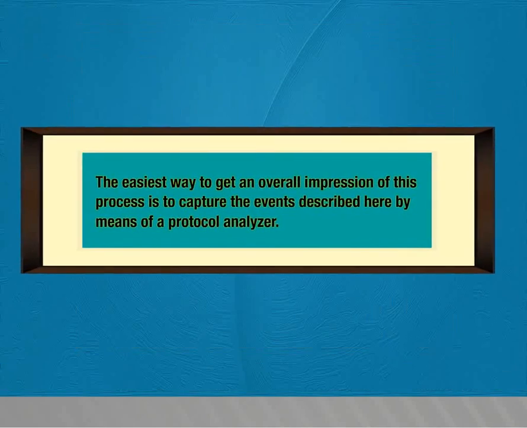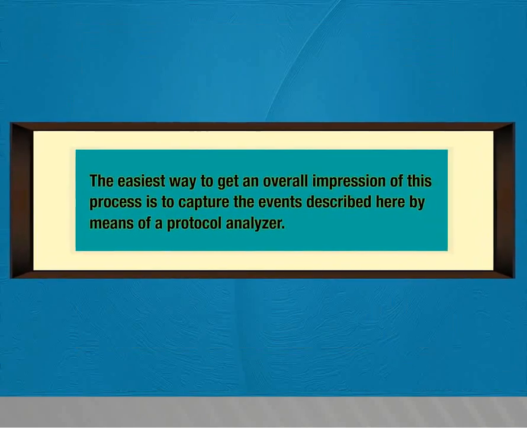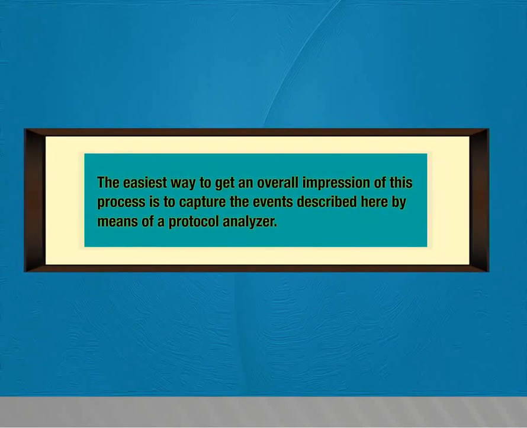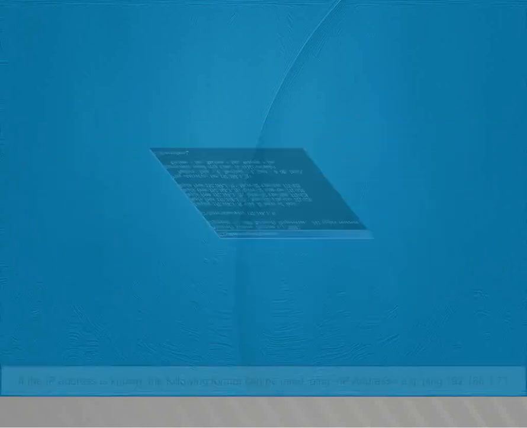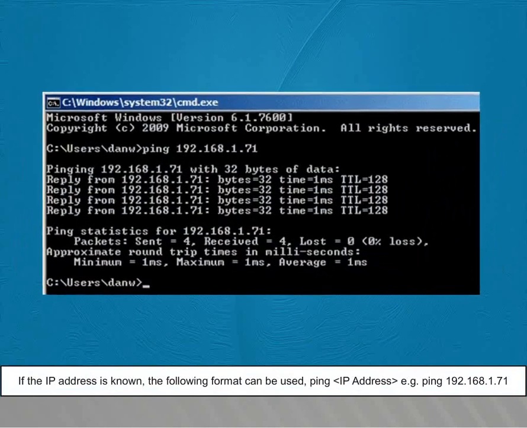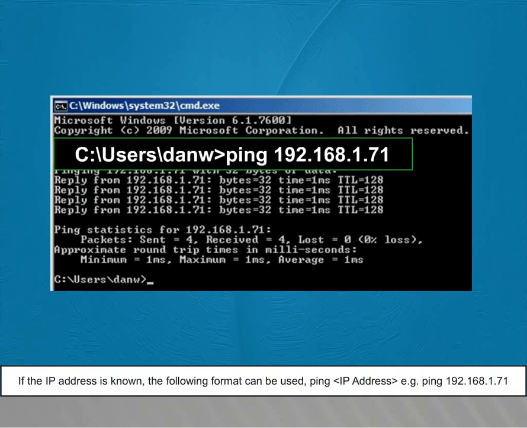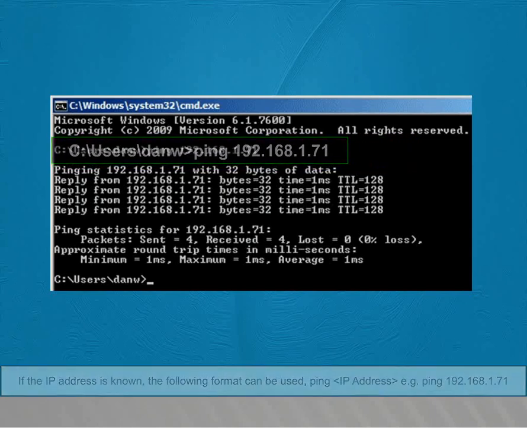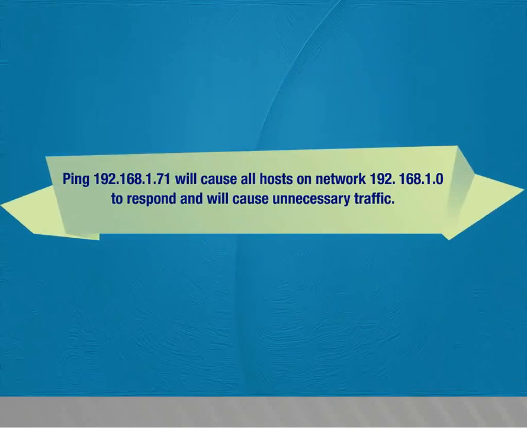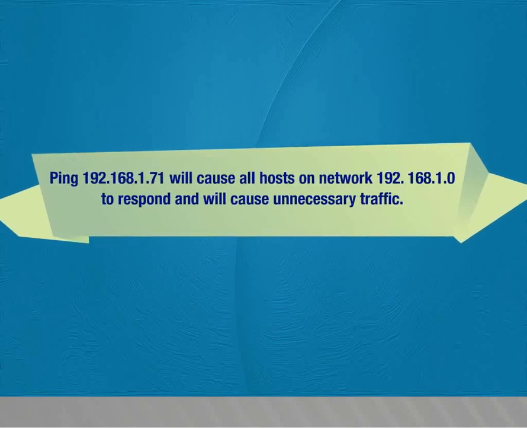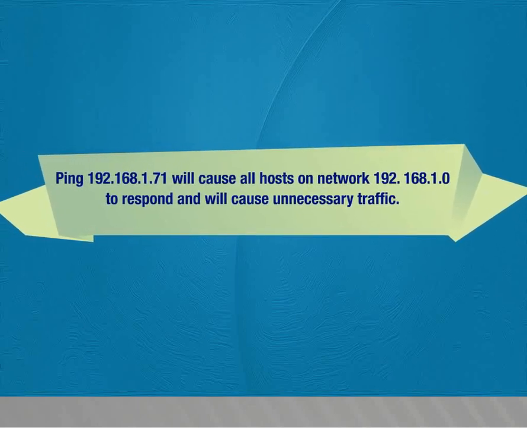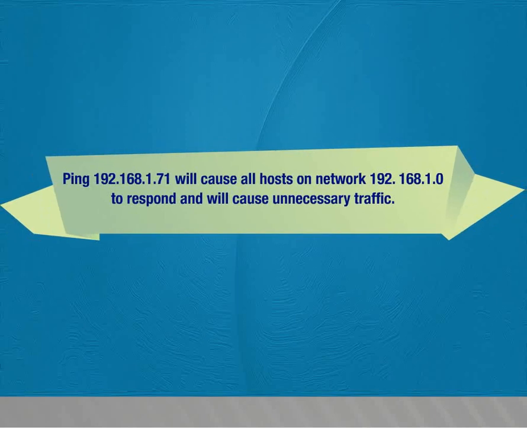The easiest way to get an overall impression of this process is to capture the events described here by means of a protocol analyzer. If the IP address is known, the following format can be used: ping IP address, for example, ping 192.168.1.71. Ping 192.168.1.255 will cause all hosts on network 192.168.1.0 to respond and will cause unnecessary traffic.